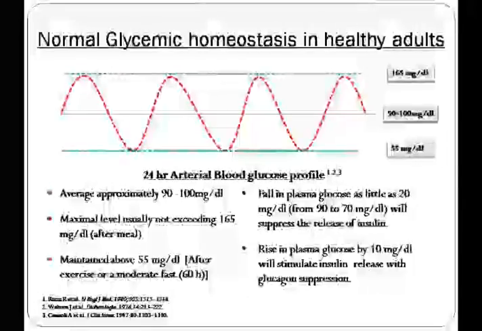So this is how normal glycemic homeostasis is in a healthy individual. The blood sugar averages around 90 to 100. Maximum usually does not exceed 165, maintained above 55 at most times, but it's never a flat line. So sugar continues to move and fluctuate in every individual, even in a healthy individual, and it's never going to be flat. The fall in plasma glucose of as little as 20 will suppress the release of insulin. A rise of about 10 milligram per cent will initiate the secretion of insulin. So that's your normal glycemic homeostasis.